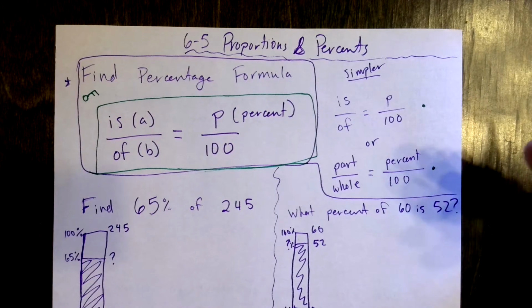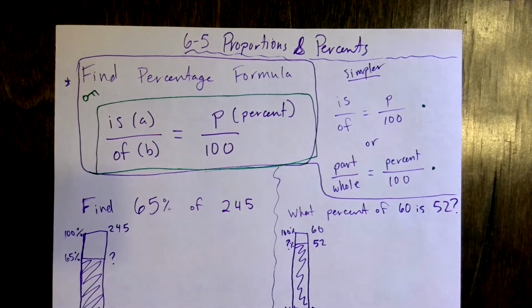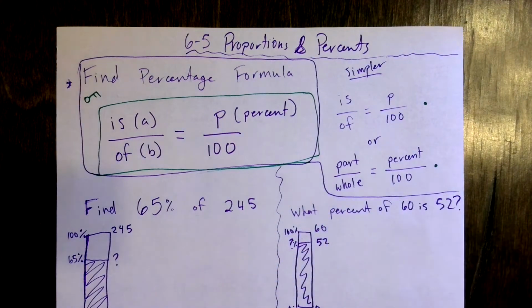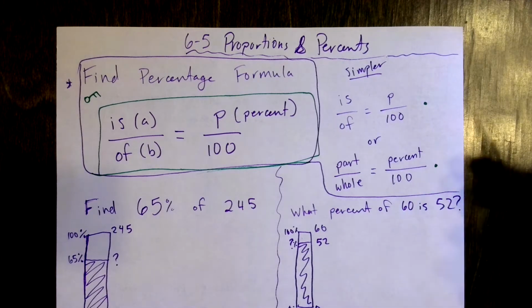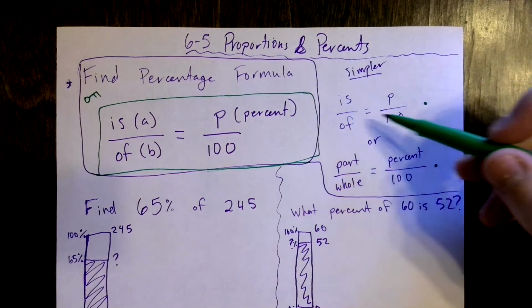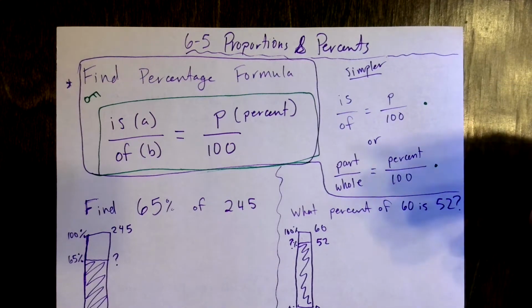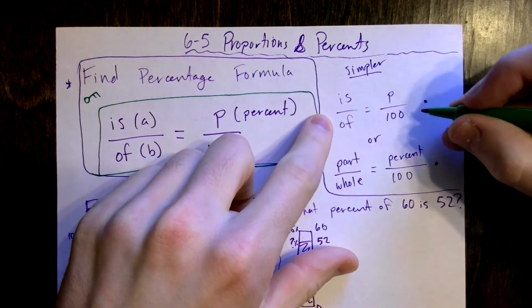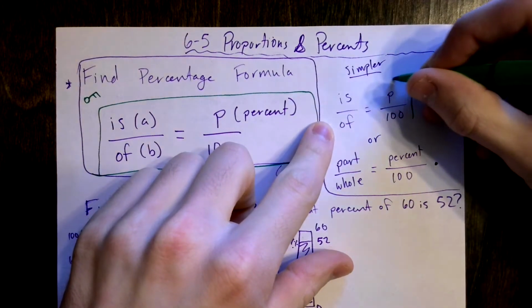So basically what we're going to be doing today is they're going to tell us some different scenarios, like, for example, on our first one, find 65% of 245. We were talking about decimals, percentages, fractions yesterday. We were putting that all together today, and we're going to be looking at some different formulas here that we can use to solve all of these.